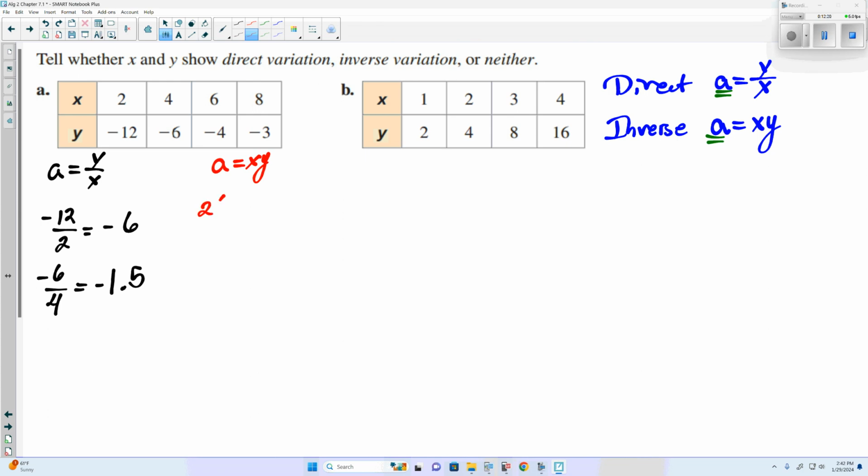Now the first one we can do is 2 times negative 12. Well, 2 times negative 12 is negative 24. Okay, let's move to the next one. 4 times negative 6 is negative 24. How about 6 times negative 4? Is negative 24. And lastly, 8 times negative 3.